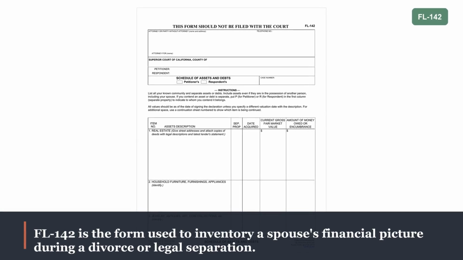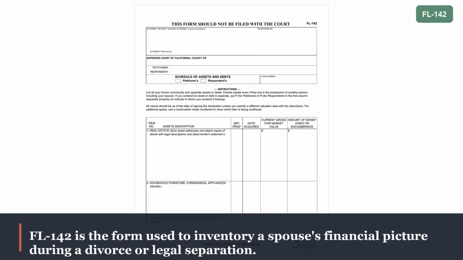FL-142 is the form used to inventory a spouse's financial picture during a divorce or legal separation. On it, you list real estate, vehicles and other titled property, bank accounts and cash, retirement and pension accounts, investments and securities, household furniture and personal valuables, business interests, and every category of debt, from credit cards to taxes owed. For each item, you generally note whether it's community property, separate property, or a mix, along with your estimate of its current value, and for debts, the amount owed.